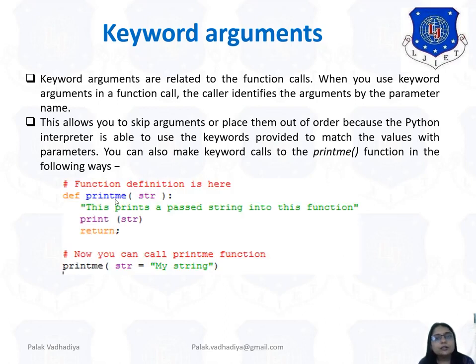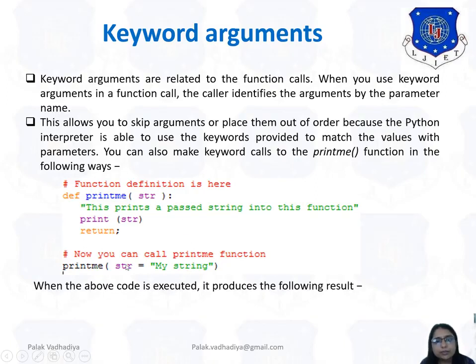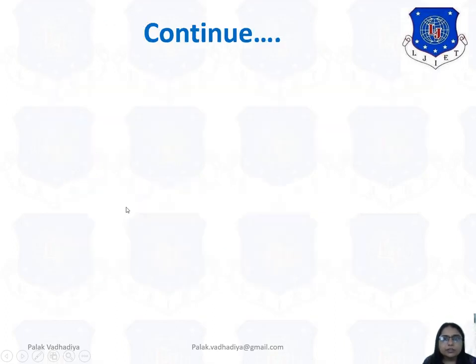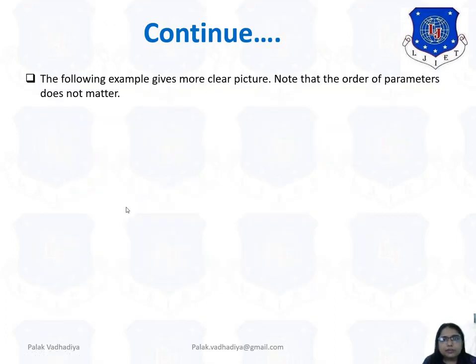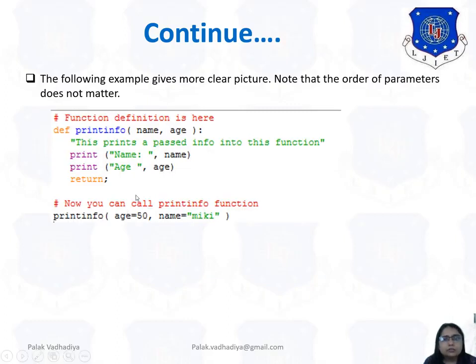For example, here the string is written, and in print me, using that string, I use my string. So whenever this function is executed, it simply prints my string. It's the same function that we already discussed. Now we will take one more example. Here the function is print info with name and age. It simply prints the name and simply prints the age.